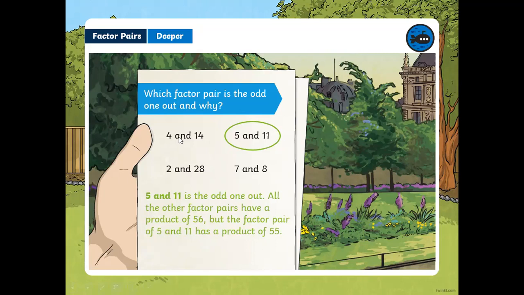So 4 and 14 are factors. 2 and 28 are factors. 7 and 8 are factors. However, 5 and 11 are also factors if it's 55. But 4 and 14 are factors for 56, and so are 2 and 28. So you must find the number first. Do you understand? Just like how I gave you those easier examples.